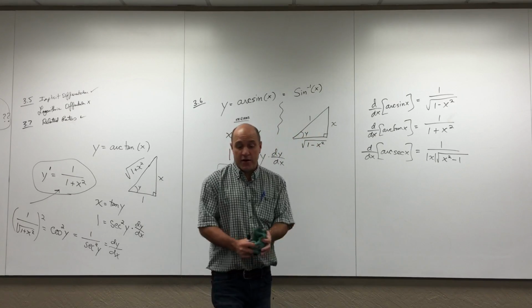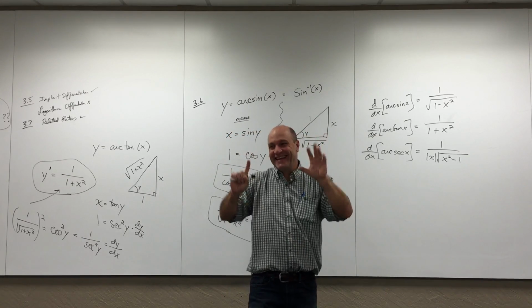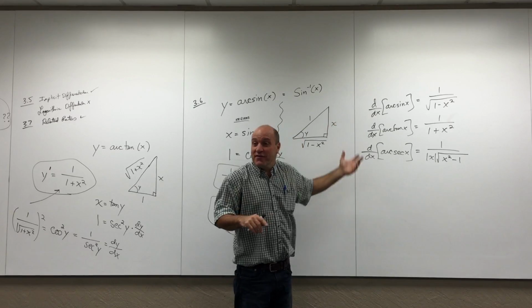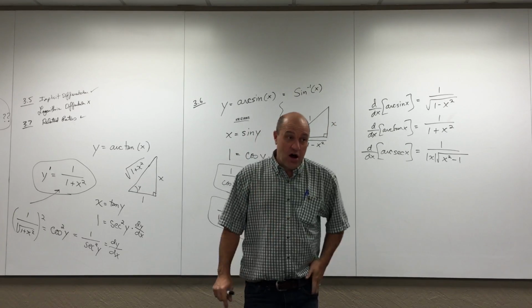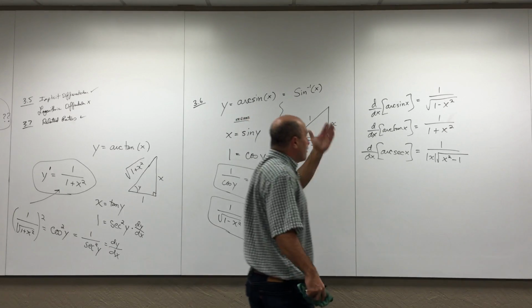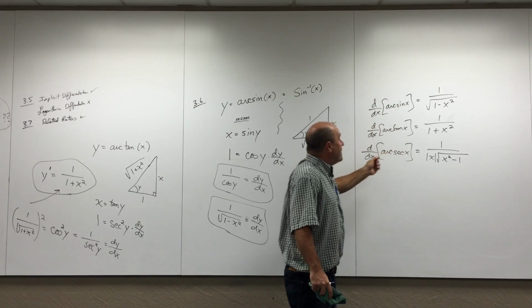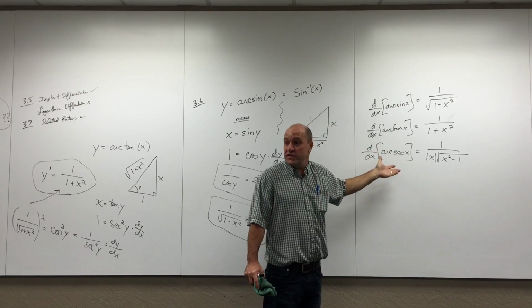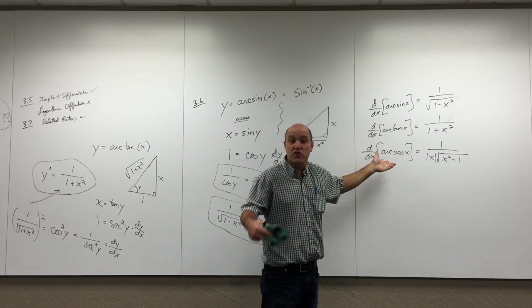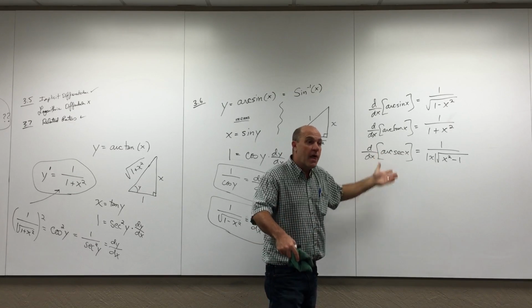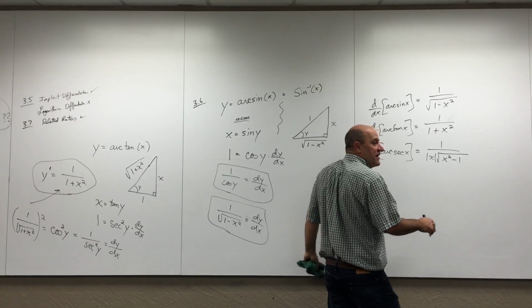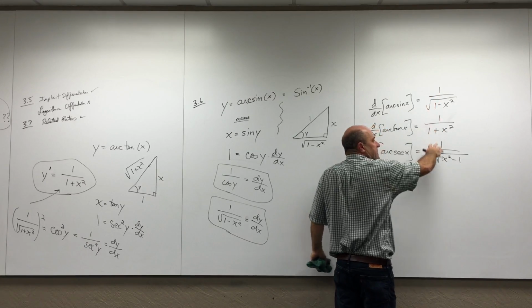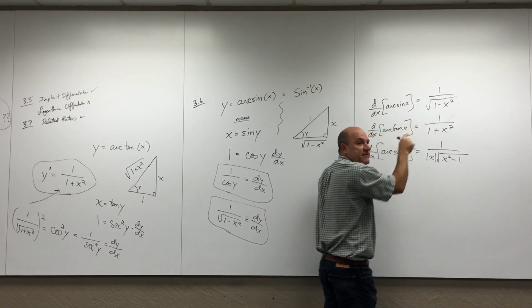I mean, haven't I been saying there's 6 of these? Well, here's 3 of them. The other 3 are arc cosine, arc cotangent, and arc cosecant, right? Those are the other 3 inverse trig functions. But their derivatives are almost the exact same. Actually, they're the exact same, except they're all negative.